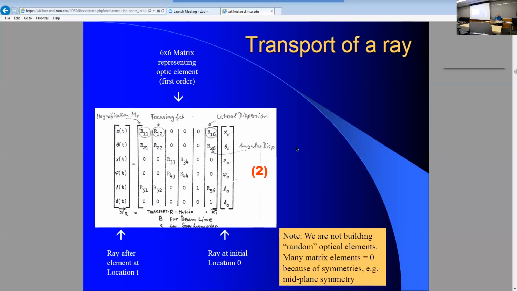So this here is, of course, called the magnification, because if you change x at the beginning, and don't change anything else, then you get the change of x at the end, the magnification. This is called the focusing function, and you will immediately see in a minute in the visualization why this is so, and this is called the lateral dispersion. There's also angular dispersion here.